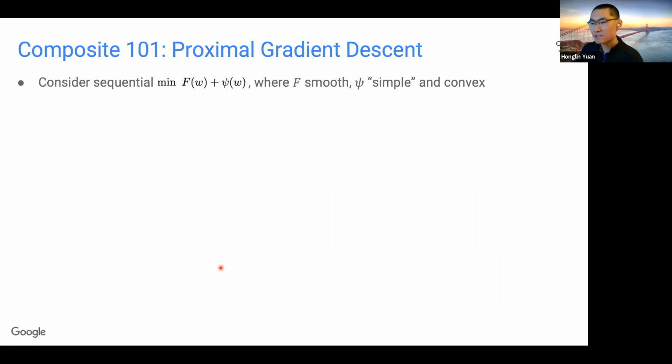So in the next part of the talk, we will discuss the potential algorithm to solve this problem. Before we get started, let us briefly review how to solve a composite optimization problem in the sequential centralized settings. So consider this sequential problem: minimize f plus psi, where f is smooth, which we also assume to be convex, as you will see later, and psi is simple and convex.